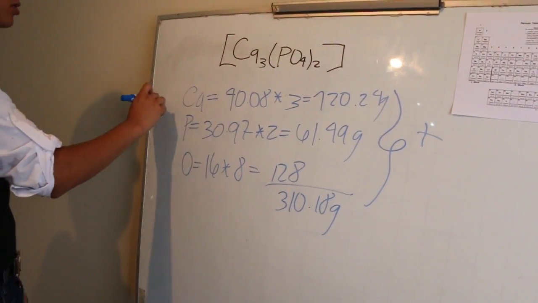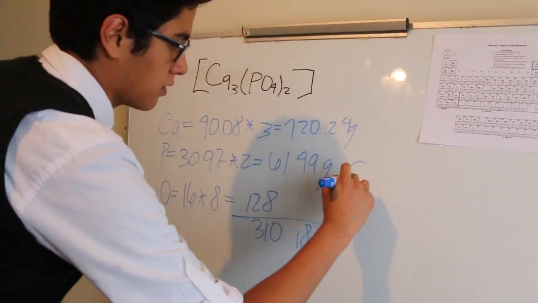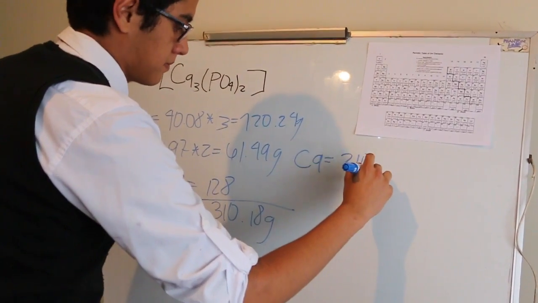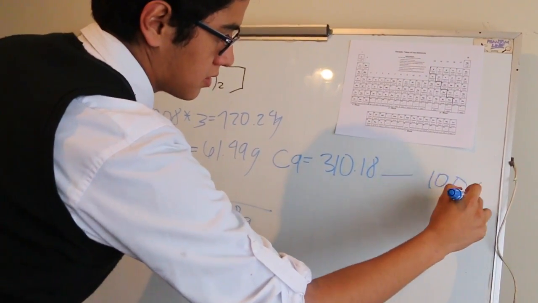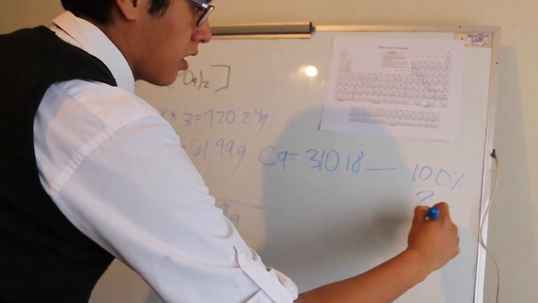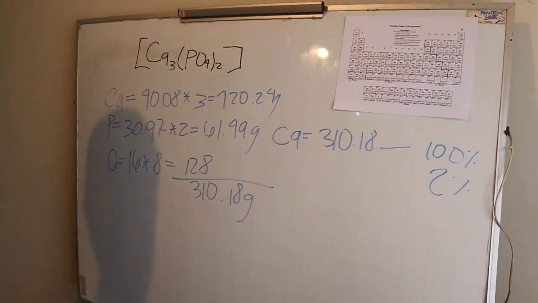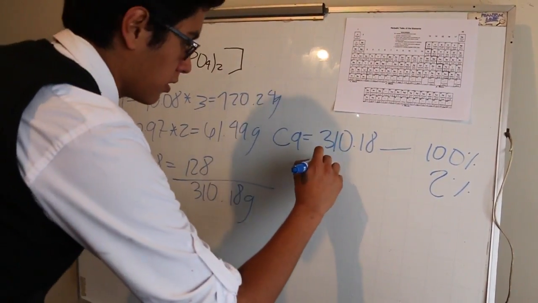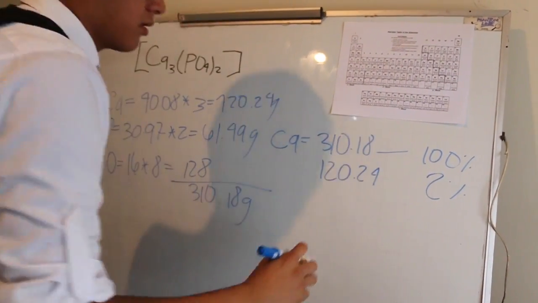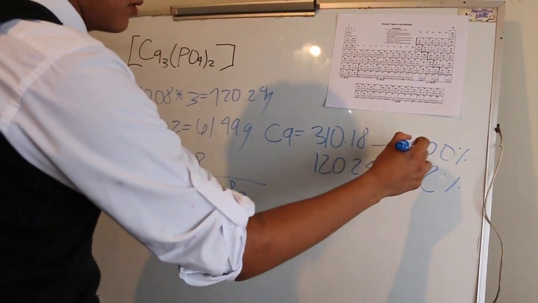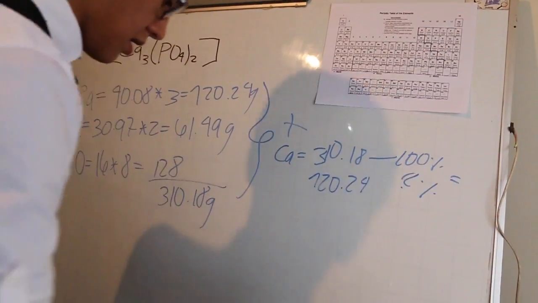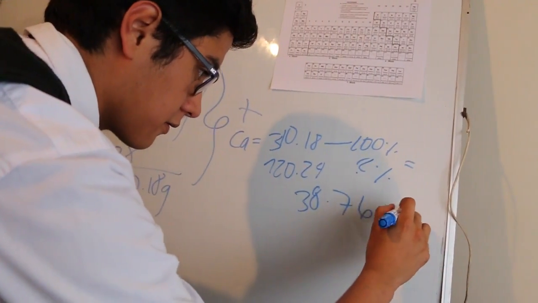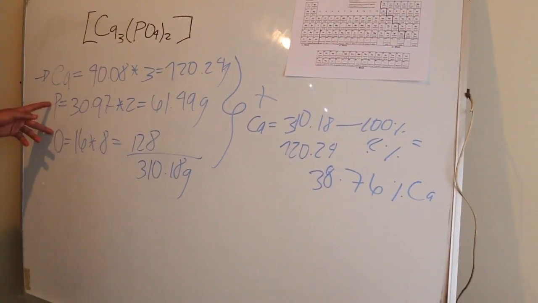So, for example, if we want to know the percentage of calcium, we write here calcium, and 310.18 is our 100%. What we need to know is how much percent is calcium. So we write what we know. Here calcium is 120.24. Now we have to do this rule: cross multiply and then divide like this. This equals 38.76% of calcium. We do the same with the other 2 elements.